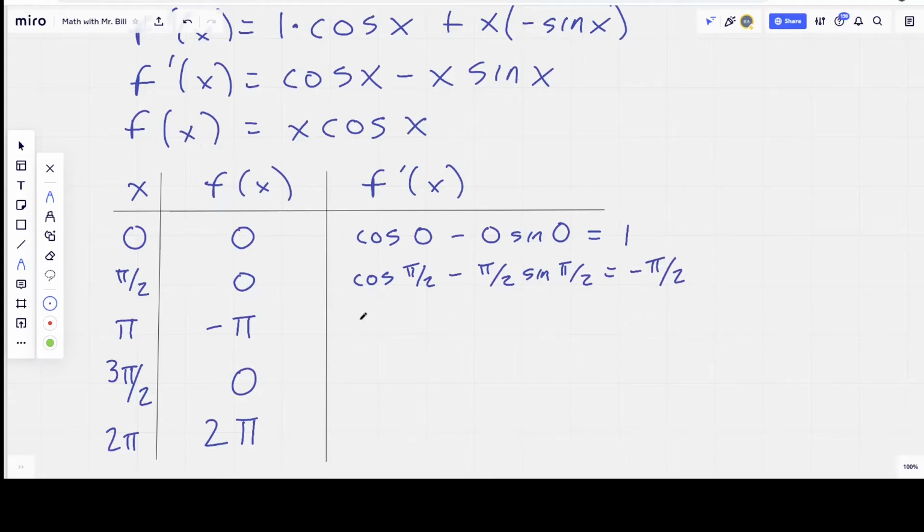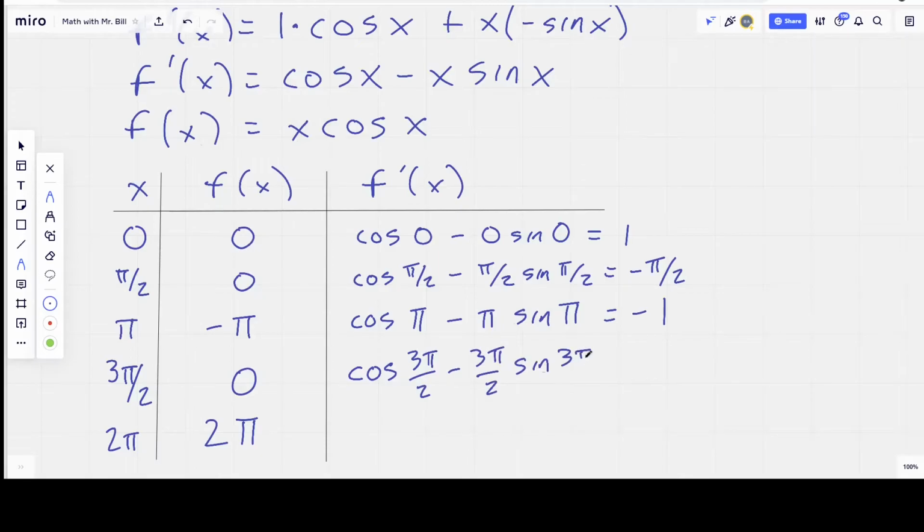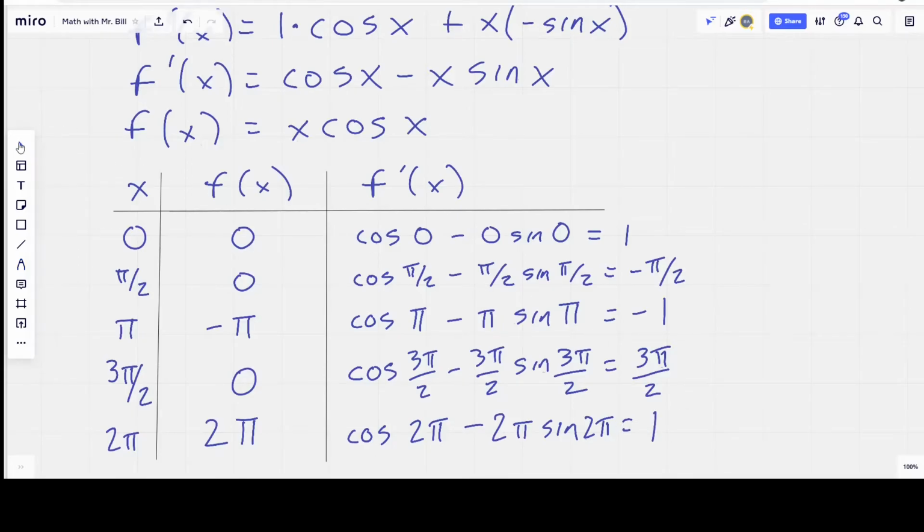Next up, we've got the cosine of pi minus pi times the sine of pi. Sine of pi is 0, so that means we'll be dealing with the cosine of pi, and that's negative 1. Cosine of 3 pi over 2 minus 3 pi over 2 times the sine of 3 pi over 2. Sine of 3 pi over 2 is negative 1, so that becomes positive 3 pi over 2. And lastly, cosine of 2 pi minus 2 pi times the sine of 2 pi equals cosine of 2 pi, because the sine of 2 pi is just going to be 0. So the cosine of 2 pi is equal to 1. Okay, so those are all of our values there.